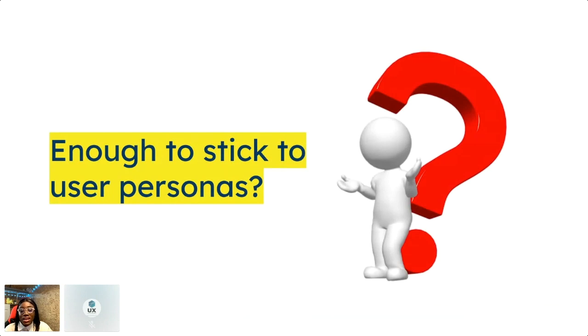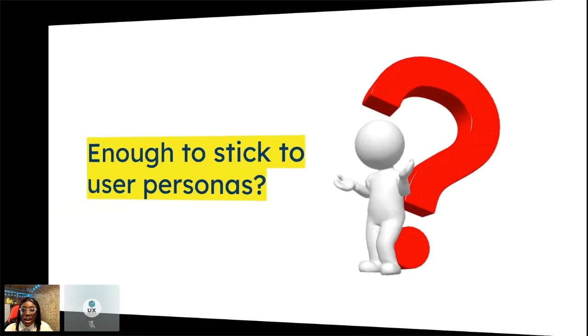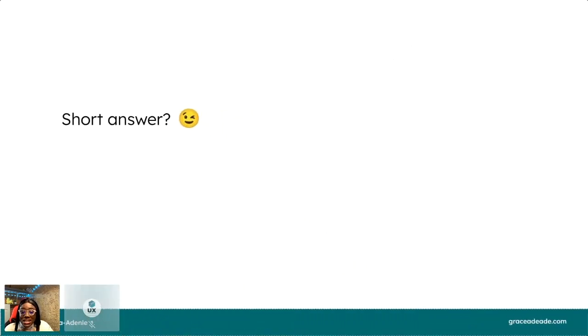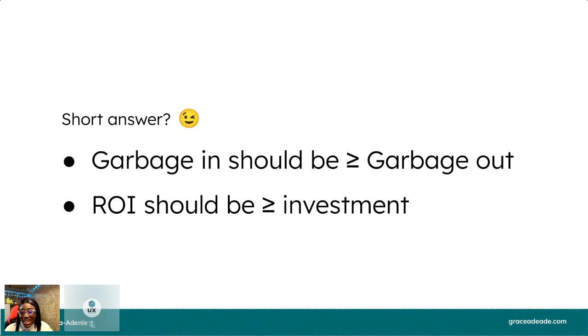But my question is, is this enough for us to stick to user personas as the definition of our target audience? My whole presentation today is just to make us question certain processes and certain things we do, especially for us that are in the industry at the moment. My short answer, I think no. Garbage in should be greater than or equal to, let me say, okay, I think I have this written wrong. I meant garbage out should be greater than or equal to garbage in.